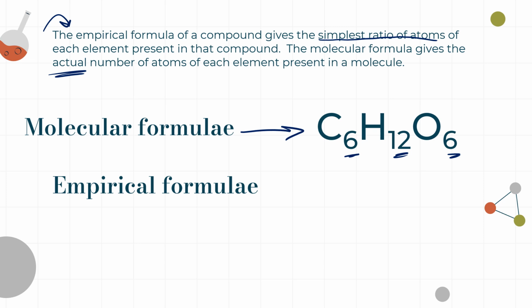But I can also think about reducing these numbers down to make an empirical formula. We know that 6 and 12 and 6 have a greatest common factor in common, and that's going to be 6. So I'm going to divide each of these by 6, and I end up with C1H2O1. This is the empirical formula. It is the simplest whole number ratio of the atoms in that compound.